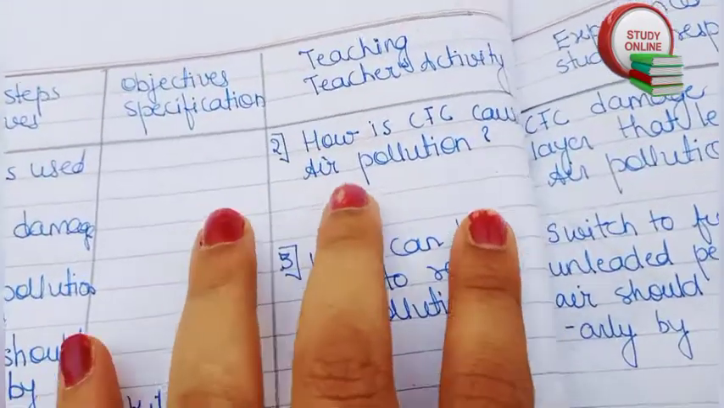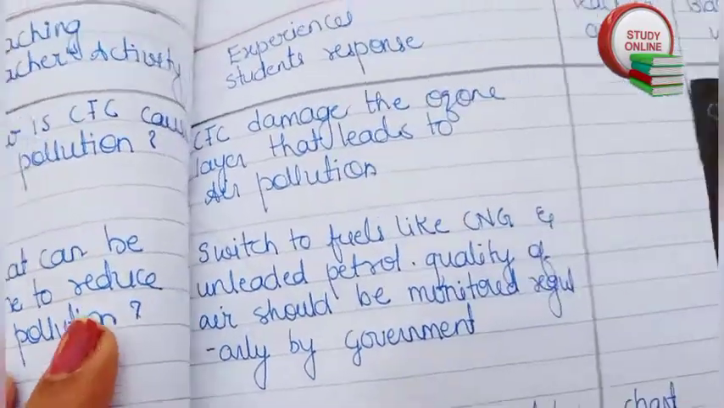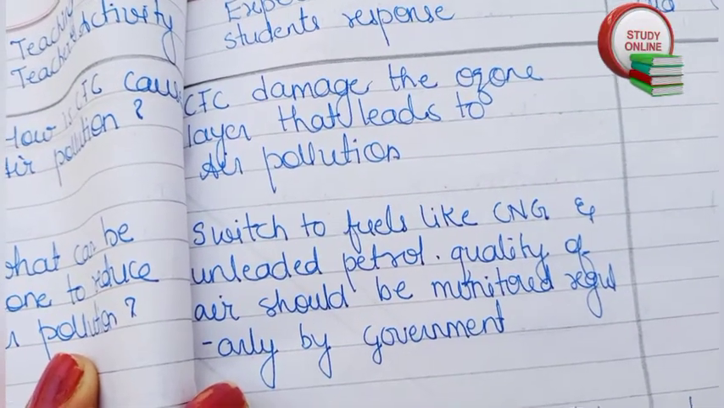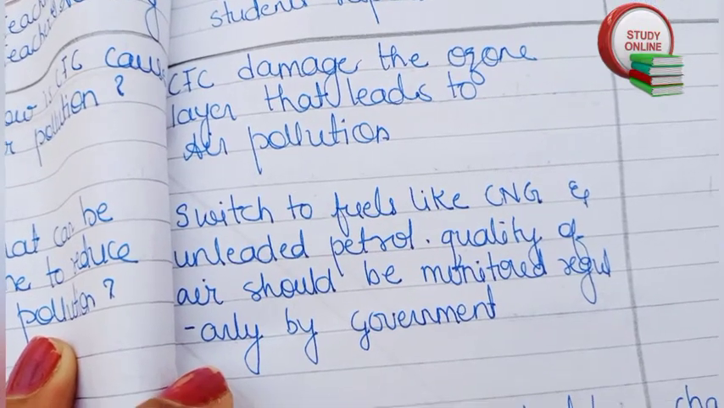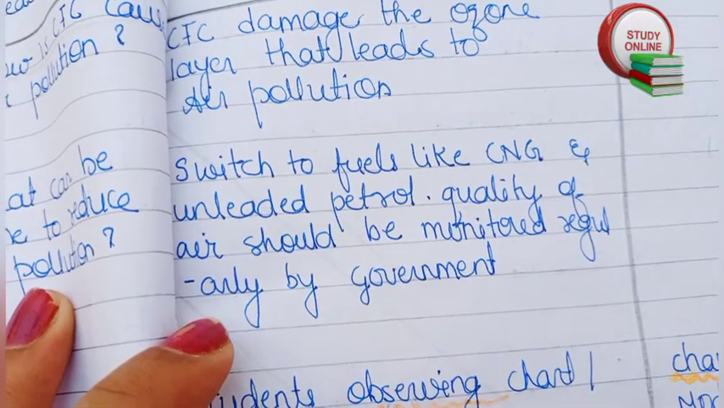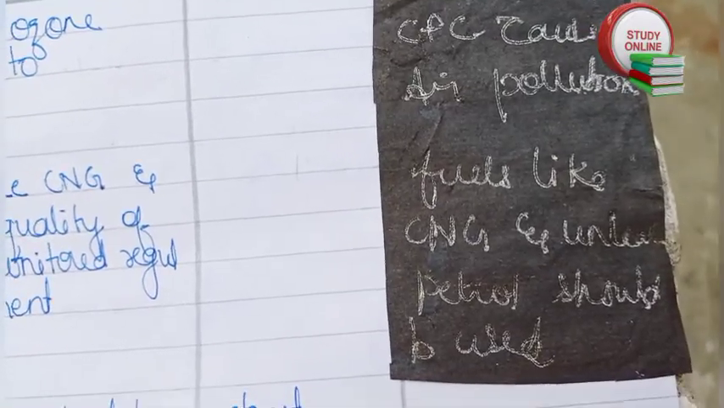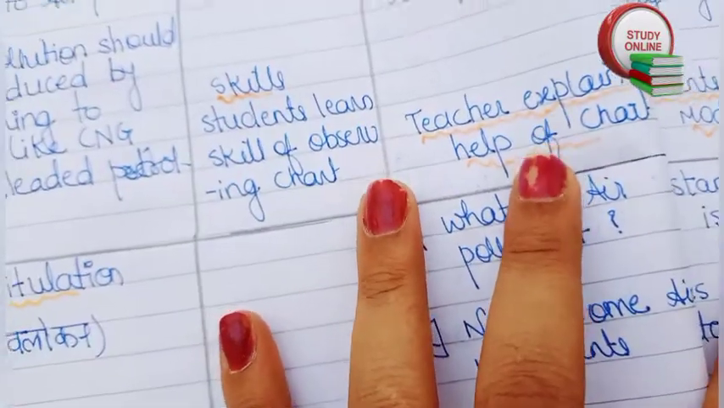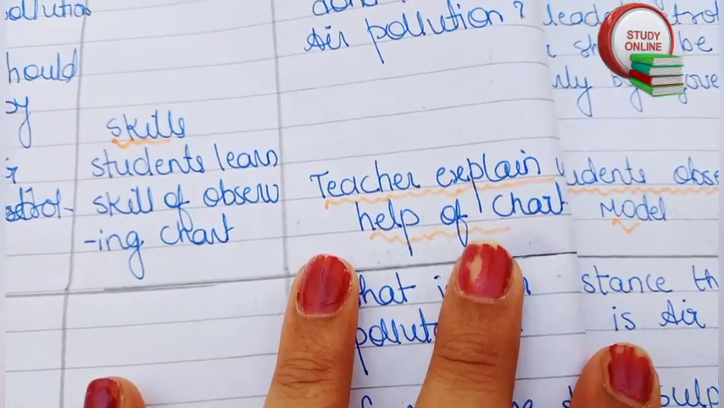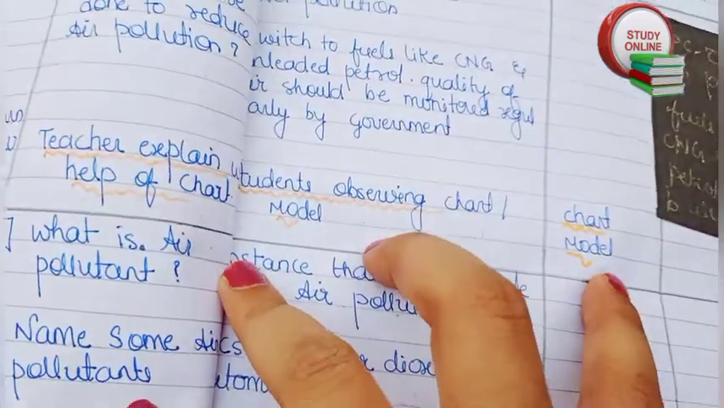Okay, now here is the rest of our presentation 2, and here you can see experiences. CFC damages the ozone layer that leads to air pollution. Switch to fuels like CNG and unleaded petrol. Quality of air should be monitored regularly by the government. Here you can see blackboard work. And here, yes, after explaining them properly, we also have to use a chart or model, whatever we have. Here you can see students observing the chart, and here chart or model.